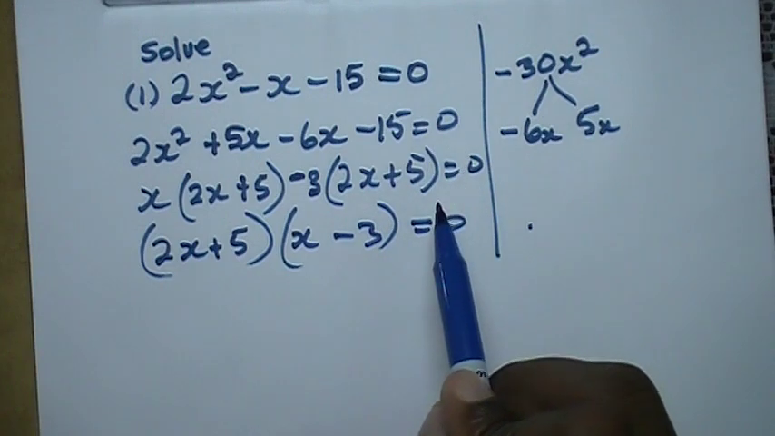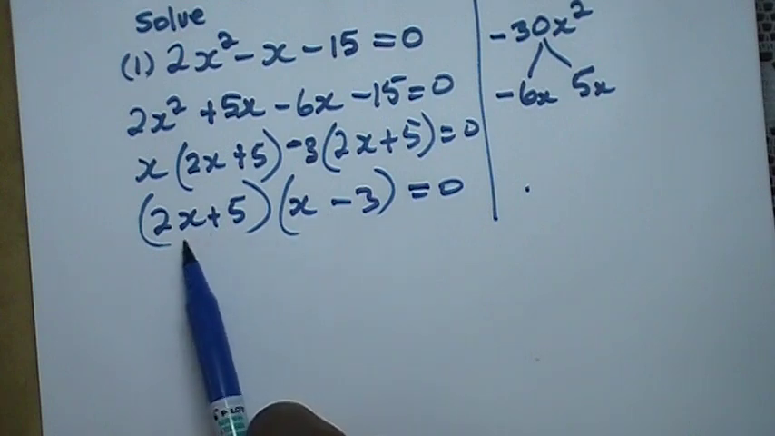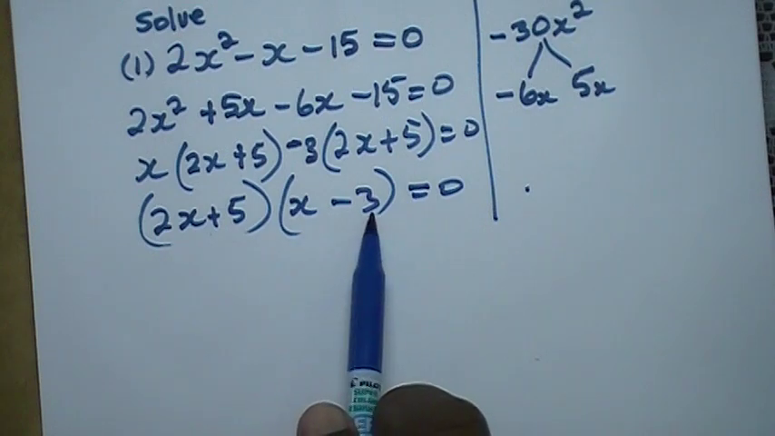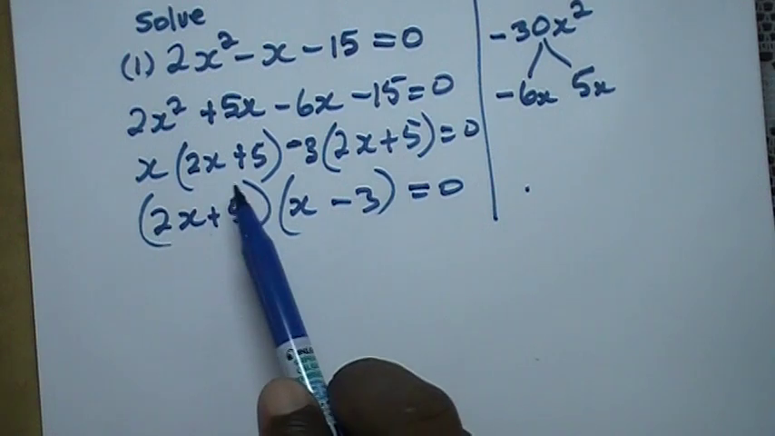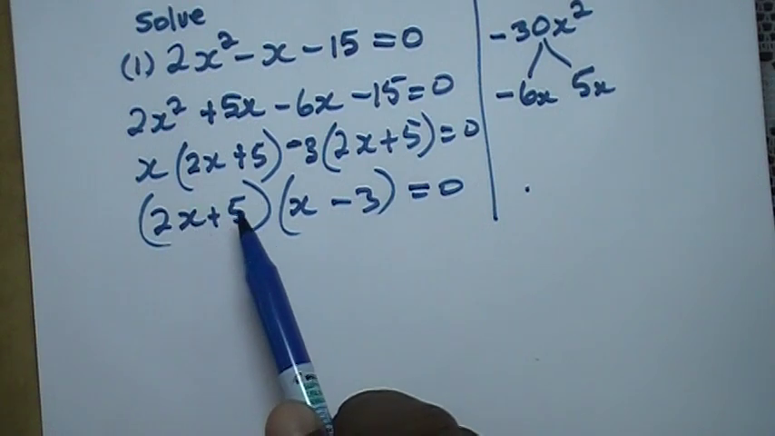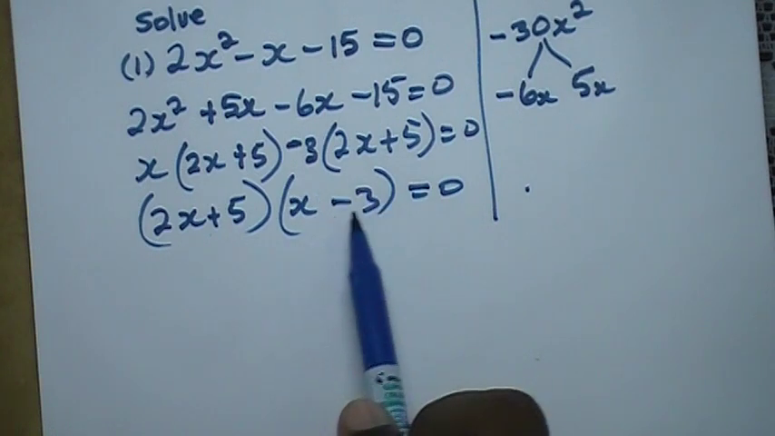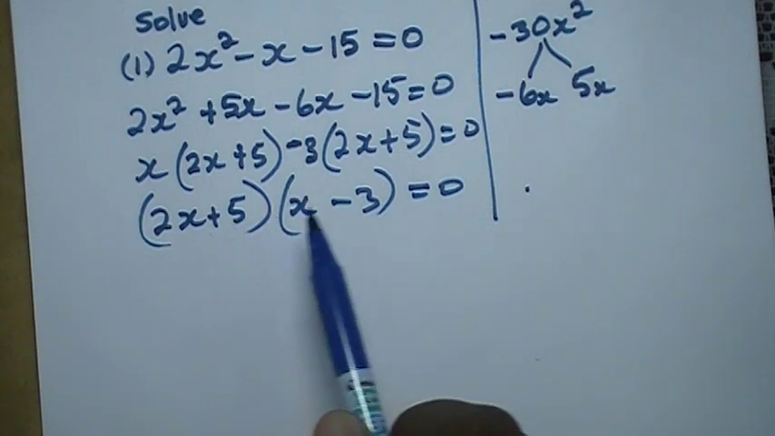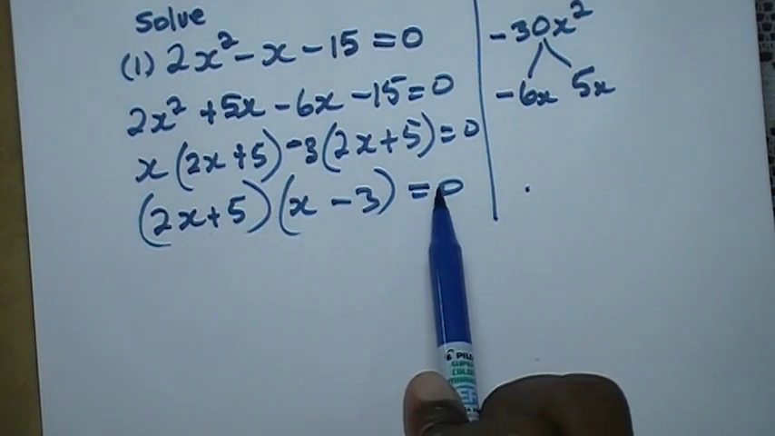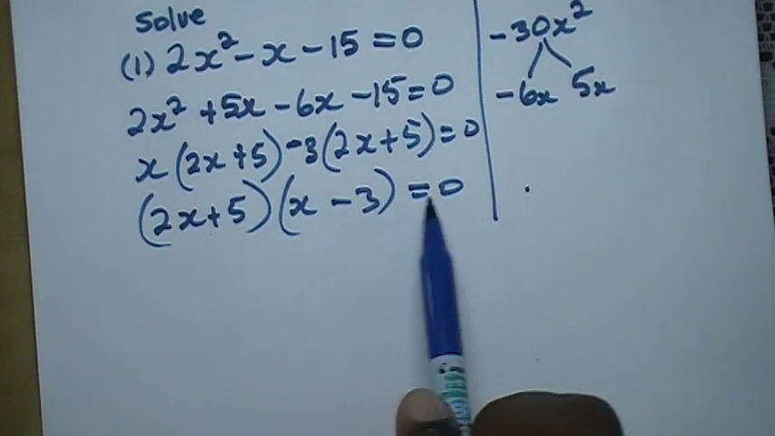You have to keep putting back the 0. Now if these two factors, this is one factor and this is another factor, when you multiply them, you get 0. That means one of these factors must be equal to 0. If this factor is 0, when you multiply it by this one, you'll get 0. So one of them is 0, or both of them could be 0. 0 times 0 gives us 0.